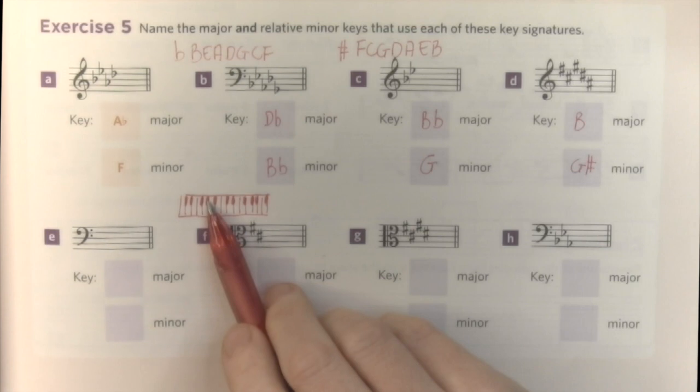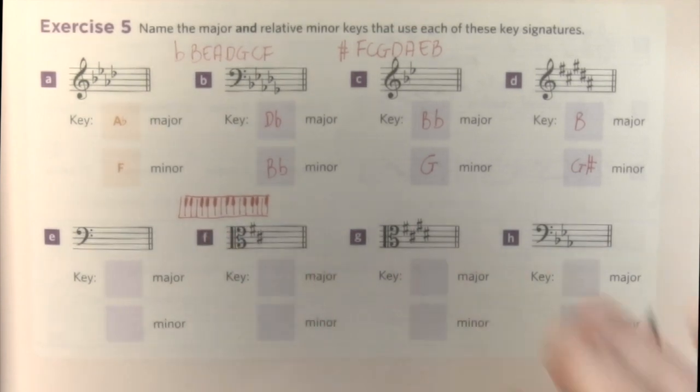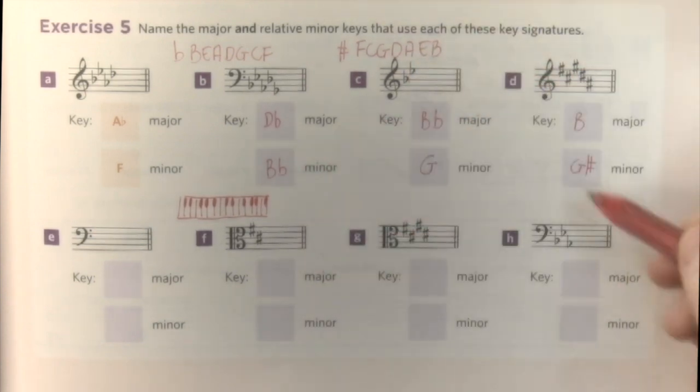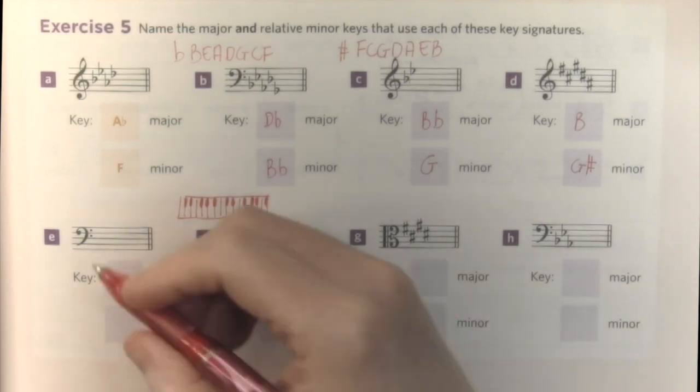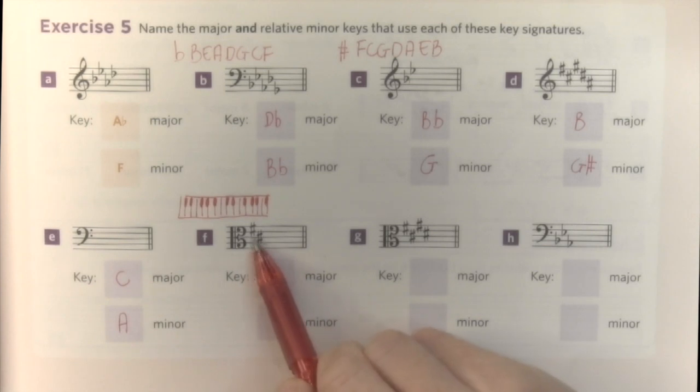Why is it G sharp and not A flat? Because it has to be a third apart. So 3 notes before: Si, La, Sol, G, not A flat. No sharps, no flats. Oh, my favorite. C major and A minor. Lovely.